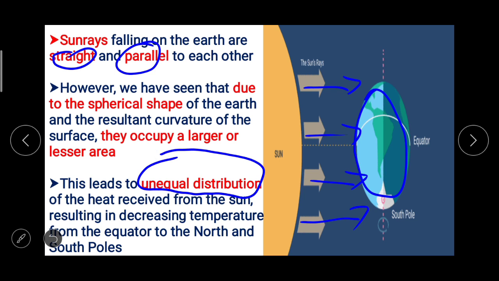कहाँ पर ज़्यादा heat मिल रही है तो कहीं पर कम heat मिल रही है, and this is all because of the unequal distribution. And why is this unequal distribution there? It is because of the spherical shape of the earth. So the heat received is resulting in decreasing temperature from the equator to the north and south poles. Here south pole, north pole and the equator.